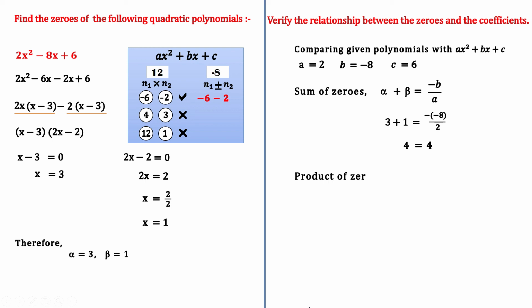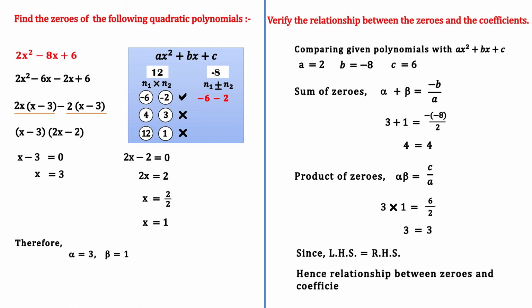Now the product of zeros αβ is equal to c/a. 3 into 1 is equal to 6/2. 3 times 1 is 3, 2 times 3 is 6. Since LHS is equal to RHS, hence the relationship between zeros and coefficients is verified.